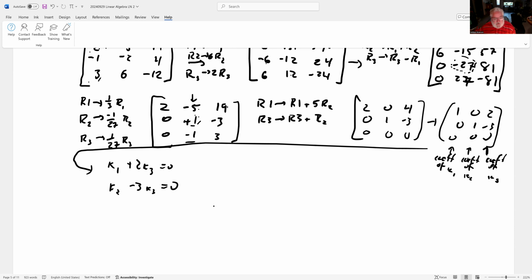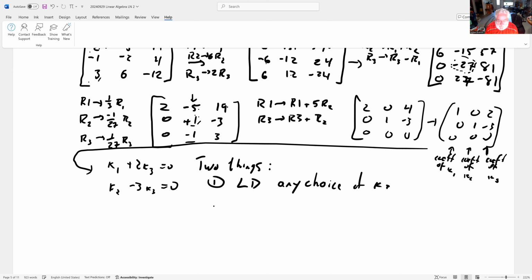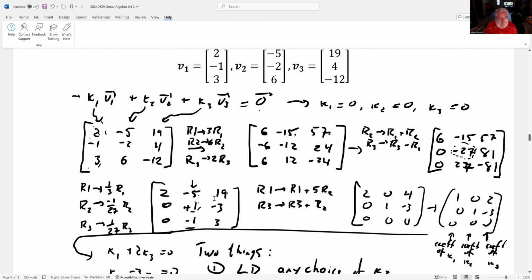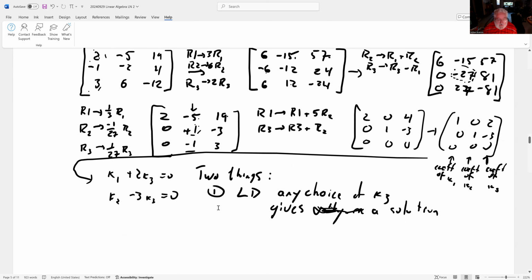So you just play with the coefficients until you get what you want. So here, these are linearly dependent. Any choice of K3 gives a solution. So in particular, there are non-zero solutions to this equation, right? And to be linearly independent, there have to be only zero solutions.